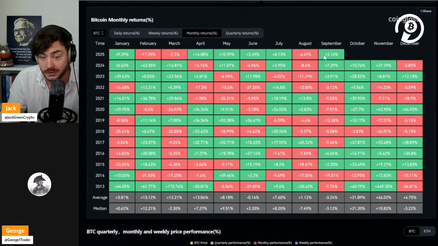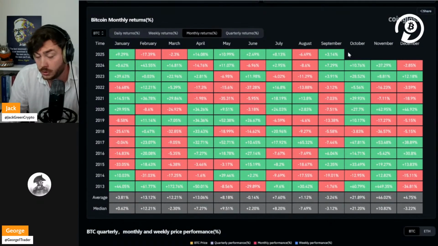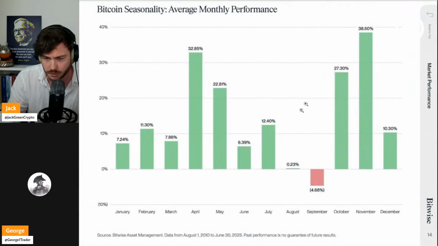But as we know, based on the seasonality, October and November are the two best months in Bitcoin's history. According to the seasonality, and especially when you have a green September, it's super, super bullish. So we are in for two great months. I think this is from Bitwise as well, and it shows exactly the same. So let's see about this. I think everyone is hoping for an October, so I'm hoping for it as well. Let's see if it plays out.